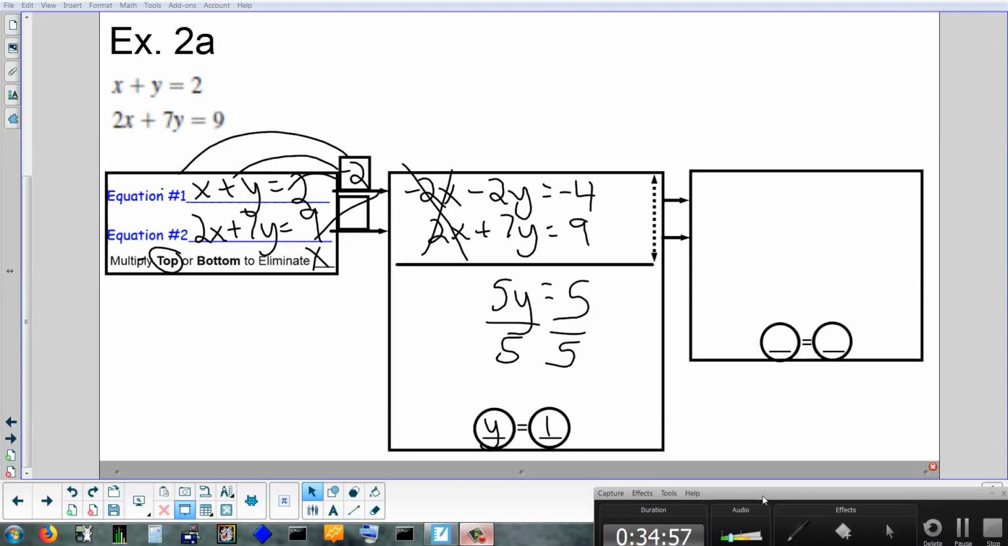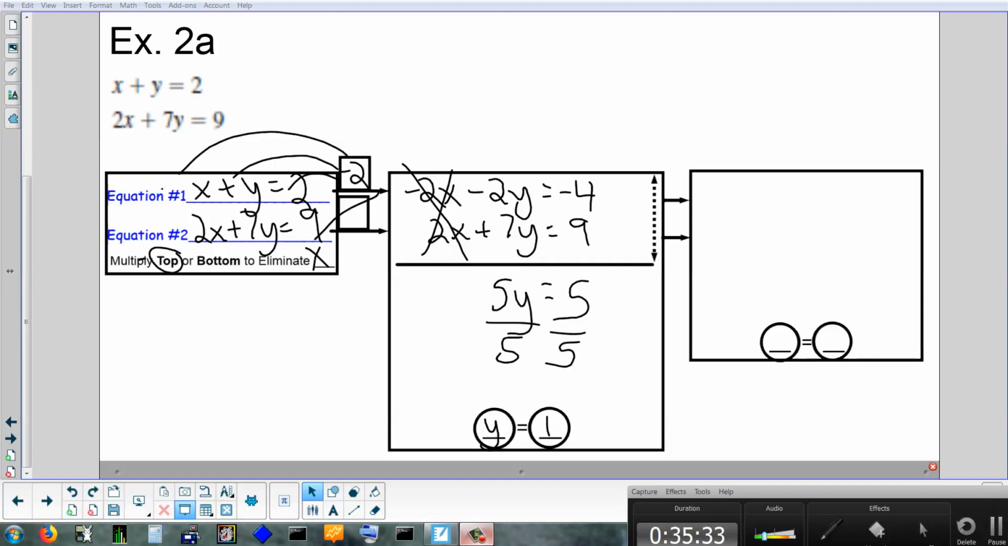Dylan, what do I do now? I've solved for y, so what do I do now? Okay, so I have to solve for x. How do I do that? I have to do something with that 1. Jake? Plug it in for x. Plug it in for what? Jake, which one do you want to use, top or bottom?